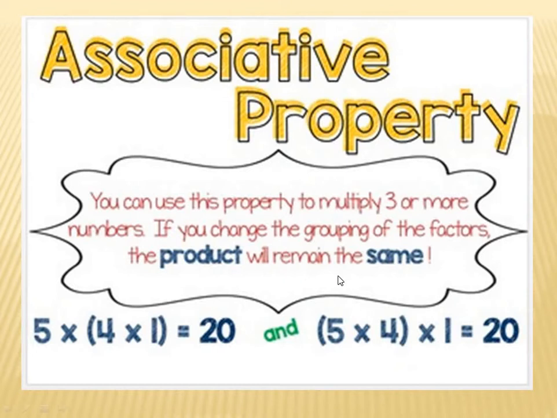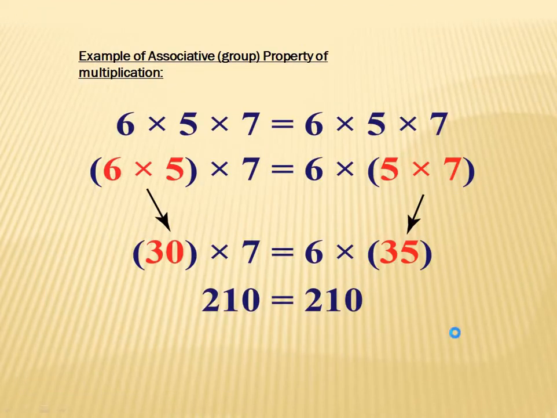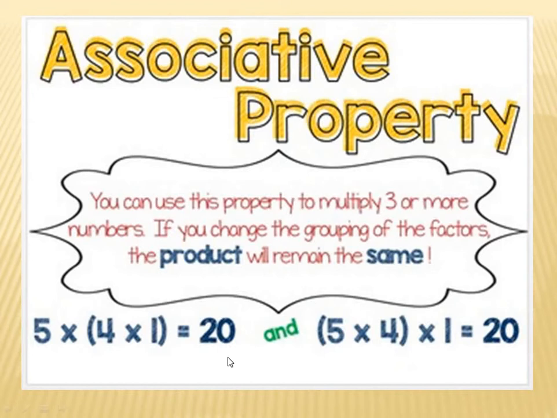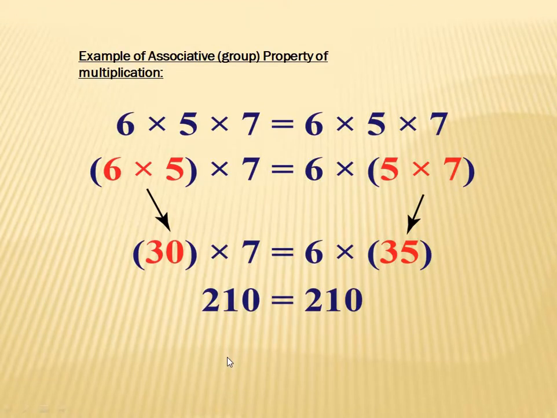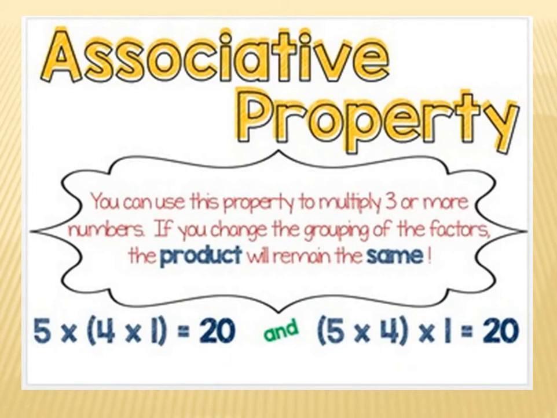Let's see how. In the first example, 5 multiplied by 4 multiplied by 1. Here it is in the first group, and if we consider the right hand side, 5 multiplied by 4 is grouped here, multiplied by 1. So the final answer you are getting on both sides, on the left hand side and on the right hand side, is 20, the same product.